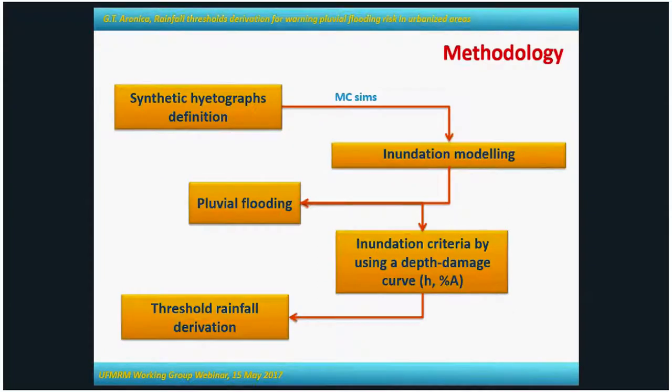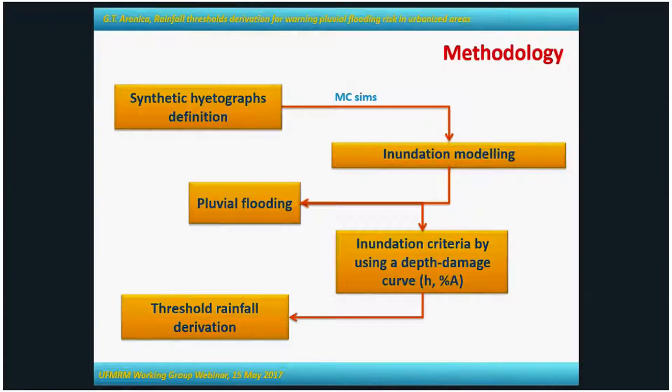So, the methodology. How we implemented the methodology. As I anticipated before, the methodology is based essentially on a Monte Carlo procedure. Why Monte Carlo? Why stochastic generation? Because there are a lot of complex relationships with very different models, as you can see in this slide, with a lot of non-linearities and difficulties to interpret them separately. So the best thing to do is to generate different scenarios and different situations, put all together and see the final results. So essentially, we started from a definition of synthetic hyetographs. The rainfall forcing was the main forcing for this kind of situation.